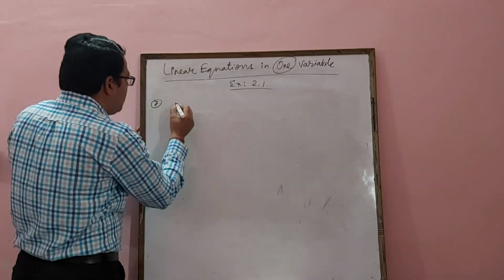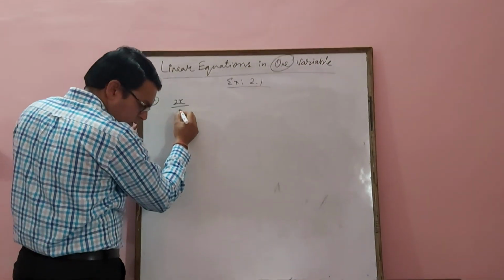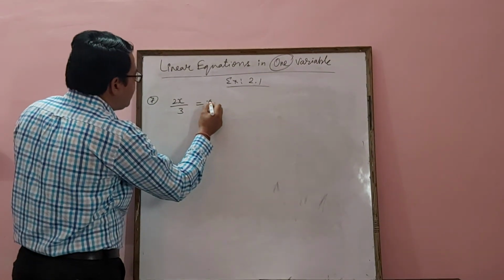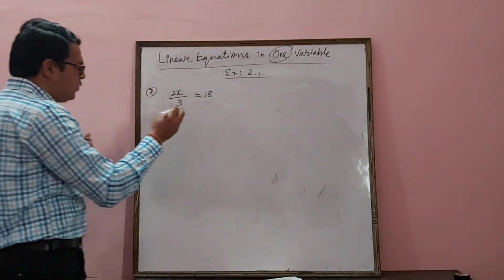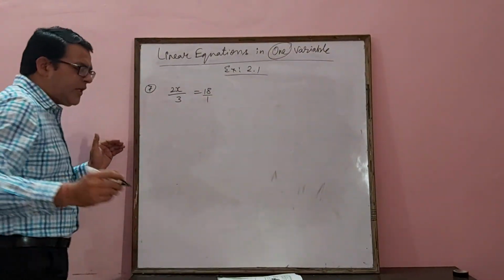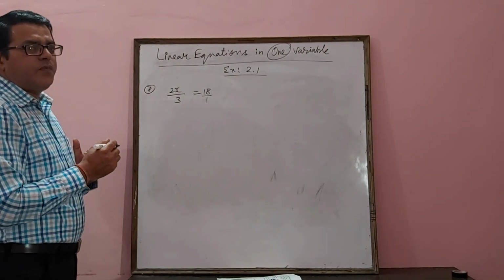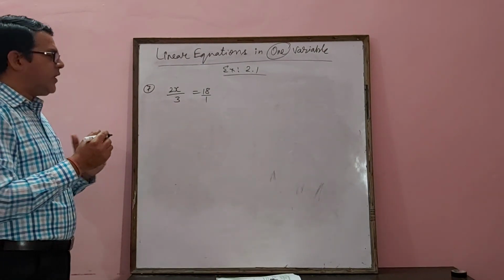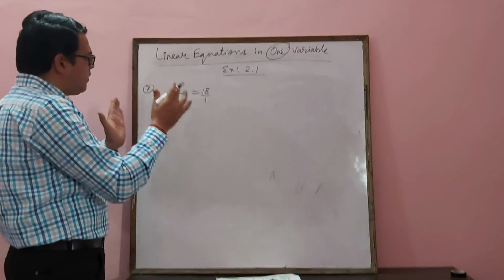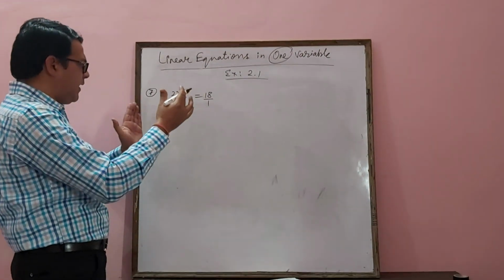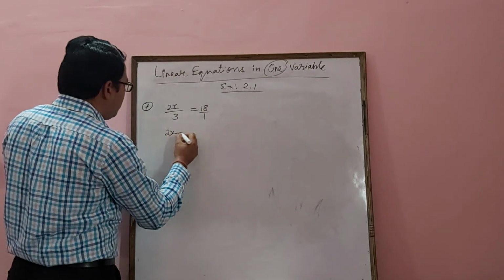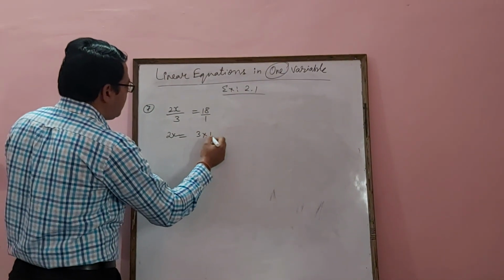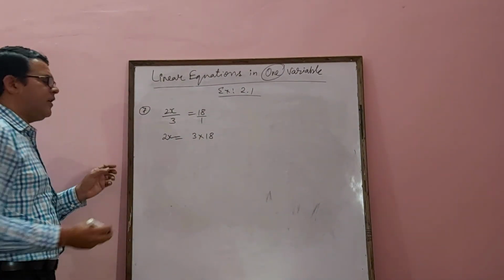The question is 2x upon 3 equals 18. How can we solve it now? We can put 1 here and cross multiply. This is another method we can use. Since we have only 2 terms, one on the left hand side and another on the right hand side, multiply this 2x with 1 and we have 2x only, and multiply 3 with 18. We can write it as 3 into 18.